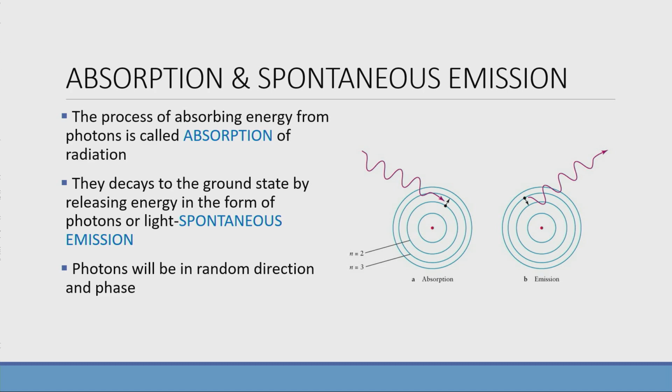An atom has a central nucleus surrounded by electrons in various energy levels. When an electron from the ground state absorbs energy and moves to the higher state, it is known as absorption. The electron in the excited state is unstable, so it has to decay to the ground state. While decaying, it emits energy in the form of photons, which is known as spontaneous emission. These emitted photons will be in random direction and phase.